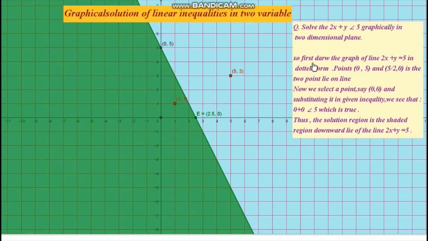Now if you put (5, 3) in this inequality, 2 times 5 is 10. 10 plus 3 is 13. Is 13 less than 5? No, 13 is greater than 5. So (5, 3) does not satisfy this inequality. So all points that lie in the region satisfy this inequality.